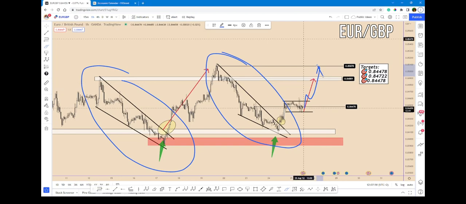So I hope you guys enjoyed this review for these two trades that I have shared.